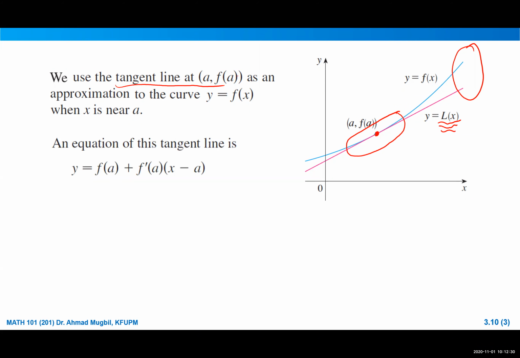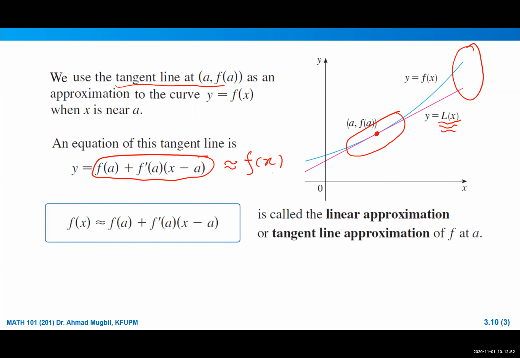You remember the equation of the tangent line? It is y minus f of a equals f prime of a times x minus a. So this is the equation of the tangent line at the point A. Now we can use this as an approximation for the function. So f of x is approximately equal to this. This is a linear function, but f is not necessarily linear. It could be any function, we just need it to be differentiable.